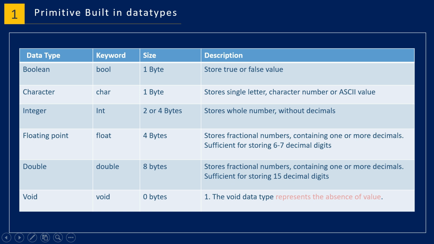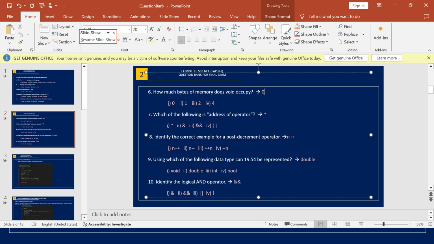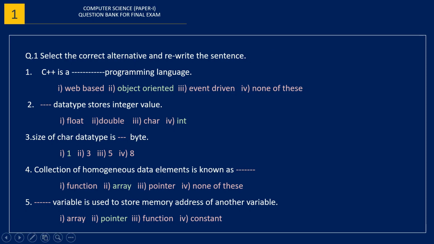So why am I showing this chart? Because there are many questions from this chart, so you will understand the meaning and size of the data types. Okay, so integer stores whole numbers without decimals, and the keyword is int. The answer is clear to you: this int data type stores integer values. Now, the size of the character data type: just now we have seen that the character data type allows us to store only one character, so we need 1 byte of memory space.